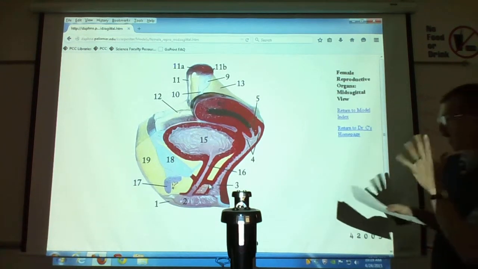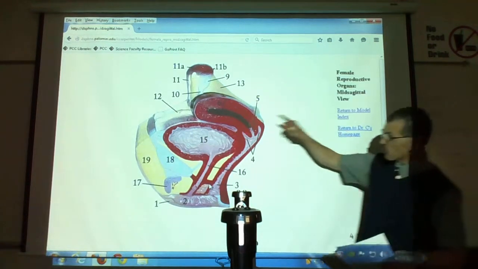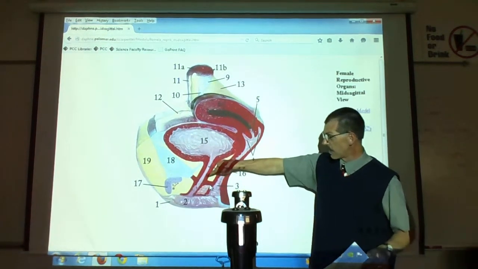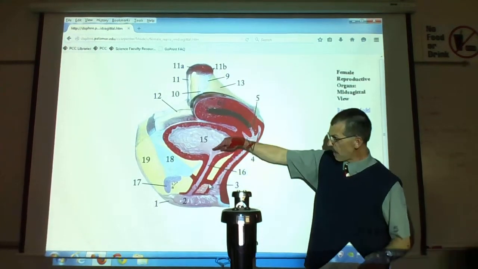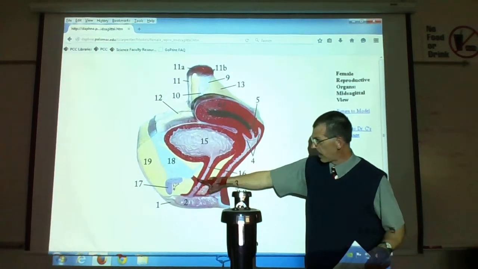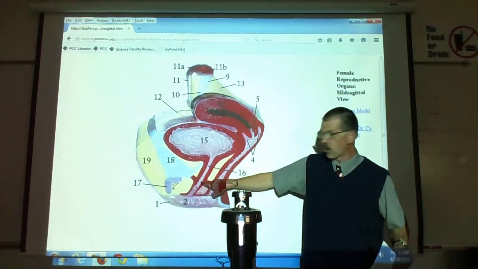Okay, that's one of the sphincters, right? Your internal urinary sphincter is at the bladder, basically. This is where your external urinary sphincter is. In a female, your external sphincter is just under the bladder near your pubic bone.